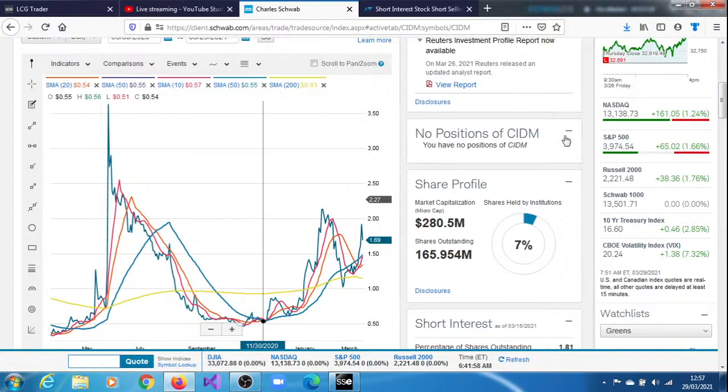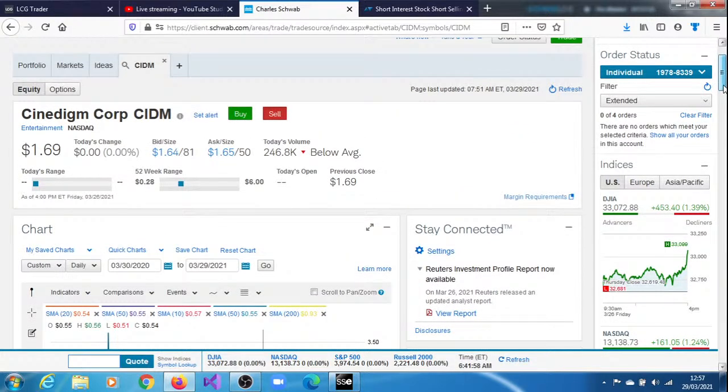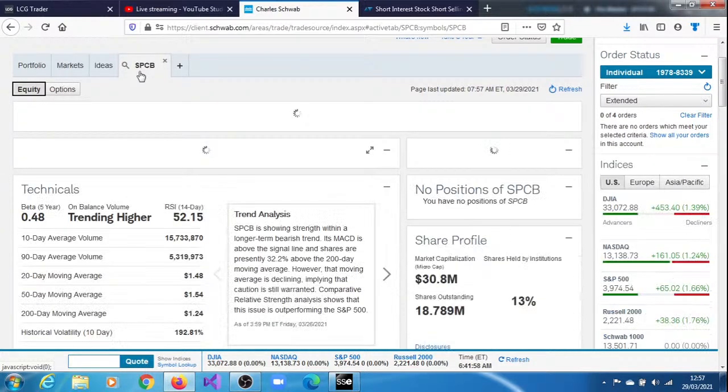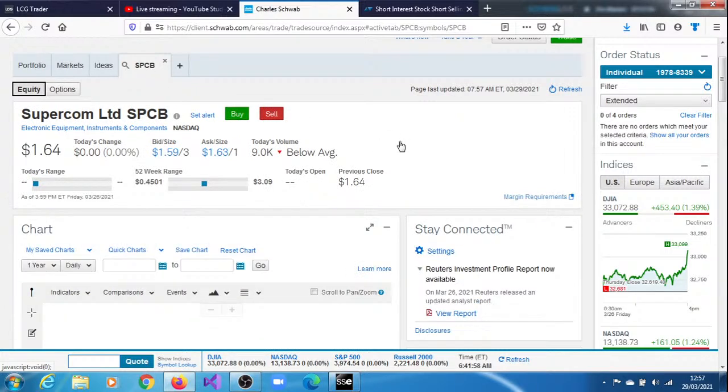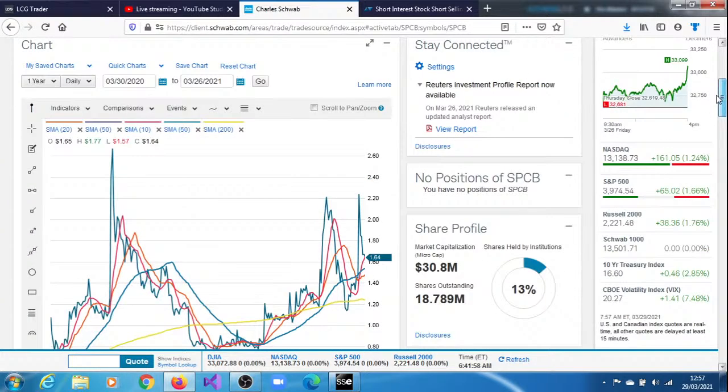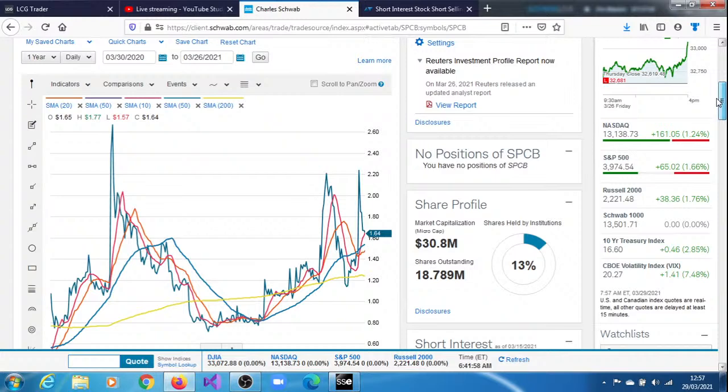SPCB, Supercom Limited. Okay, so that's another penny stock as well. Currently 9,000 shares have crossed the tape, below average. It has a relatively small float of 18.789 million shares, and let's see where it closed.